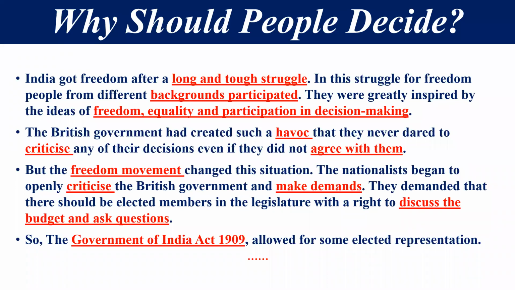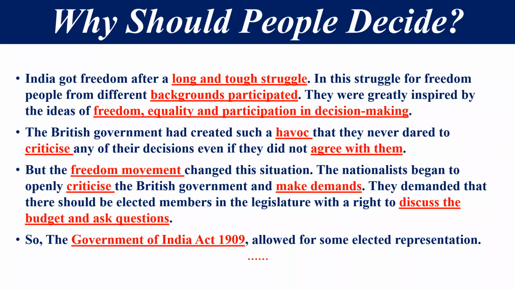But the freedom movement changed this situation, and the nationalists began to openly criticize the British government also, and they always made demands, and they always wanted change. They demanded that there should be elected members in the legislature with a right to discuss the budget and to ask questions, so that whatever policy and plan is formulated for the future of the country must be decided by these elected representatives.